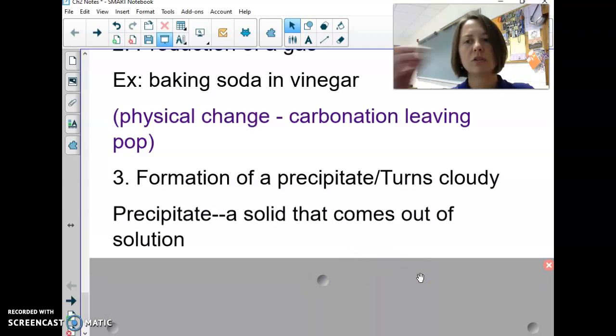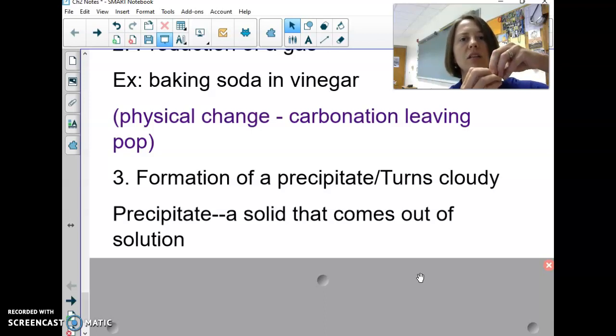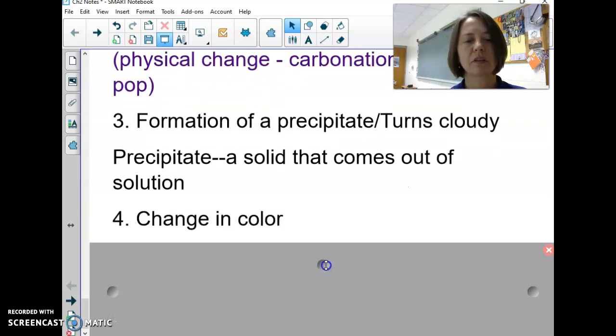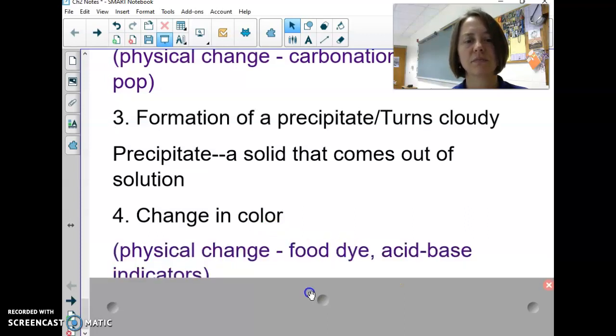So when we put two solutions together and there's a chemical change, sometimes one of the products is now insoluble. It won't dissolve in the solution, so it's a solid, so it comes out of the solution, and that is the precipitate. And a lot of times in a solution it looks a little bit cloudy. And a fourth indication of a chemical reaction is a change in color.